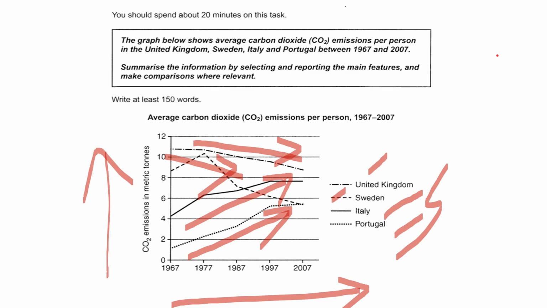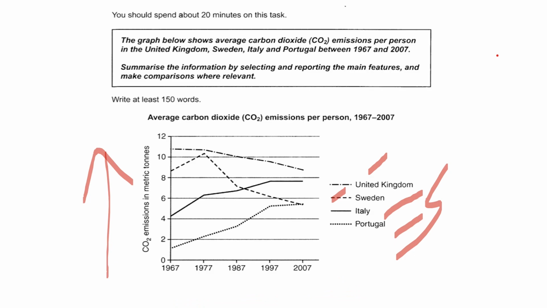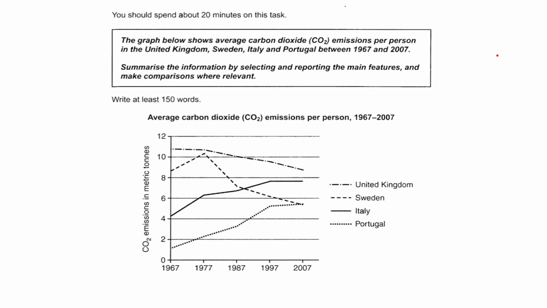And we'll write our summary part, but in the case of summary, you already know we should not provide any kind of data. So how can we make it? We can say that for Italy and Portugal, in most cases carbon dioxide emission had been increasing over the period of time. However, for the United Kingdom and Sweden, it was declining. So this is how we can make the summary part.